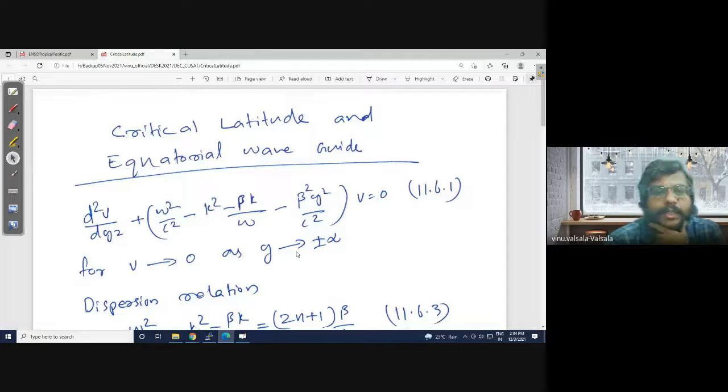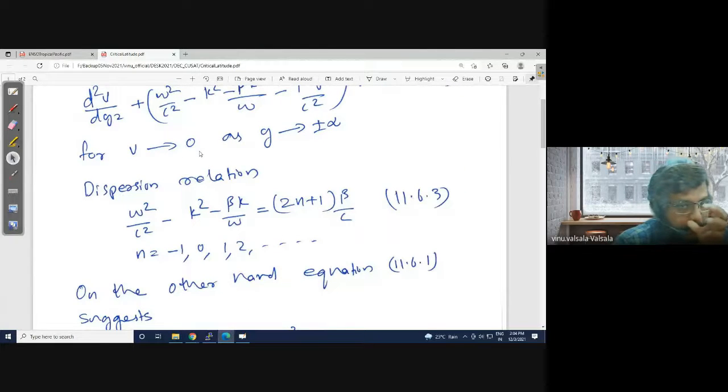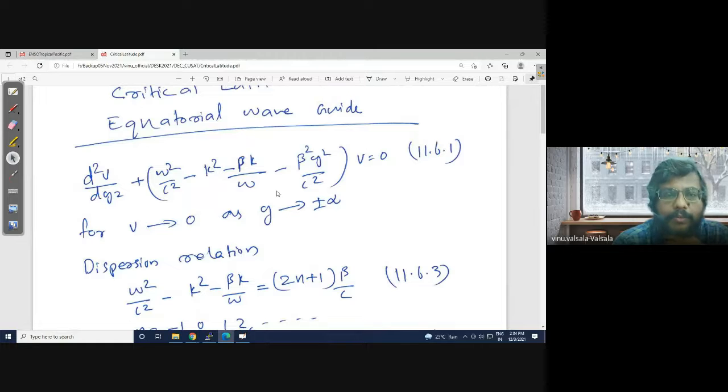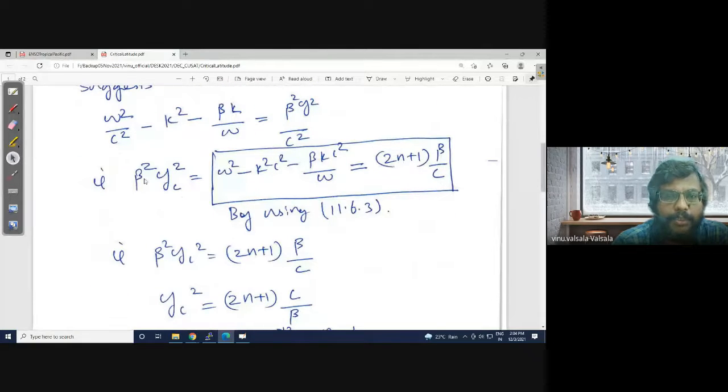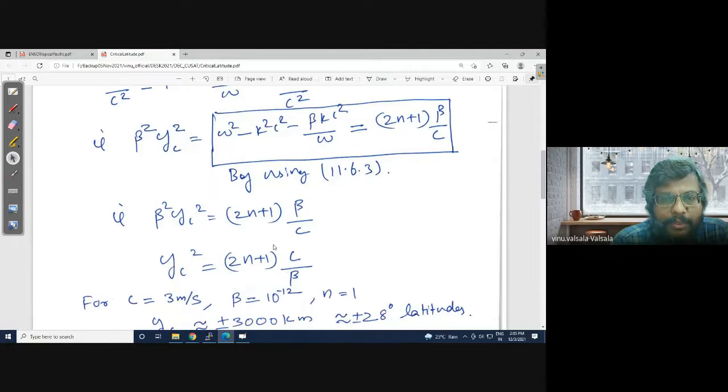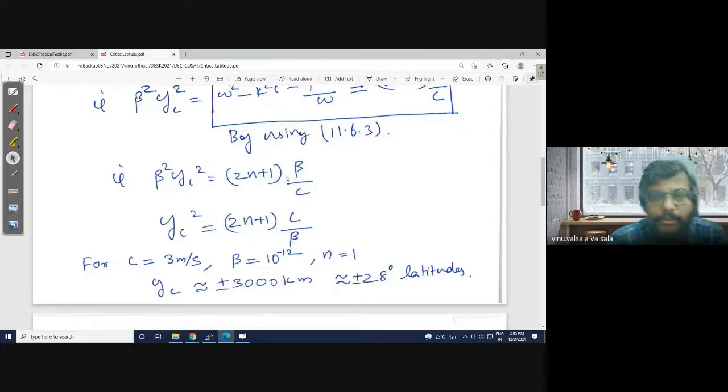So we have seen the critical latitude, which we found with the simplest understanding, after supplying the most generalized wave solution of the form v equal to v naught exponential i(kx minus omega t). You get this equation in v, which says that v tends to 0 as y tends to infinity, giving us the privilege of equating the second term here to 0, which gives a condition: beta square yc square by c square, where yc means the critical latitude, equal to whatever remains on the right hand side. So it simplifies to beta square yc square equal to (2n plus 1) beta by c.